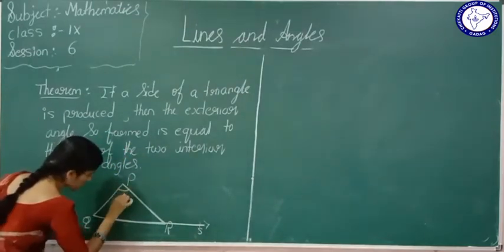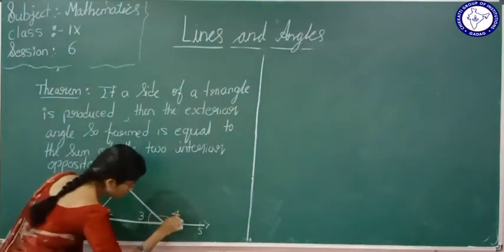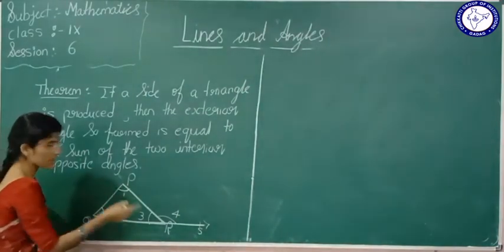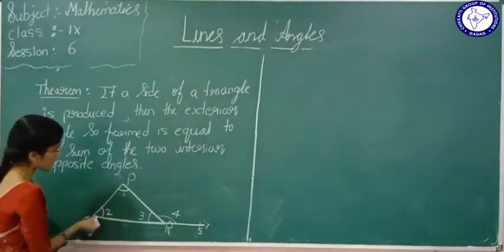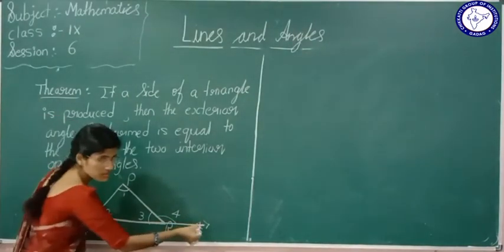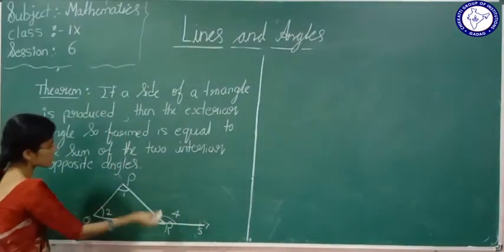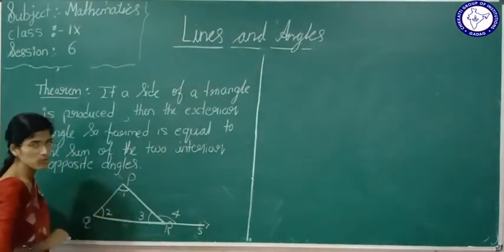We will give names here. This is angle 1, angle 2, angle 3 and angle 4. They have given here PQR is one triangle. If a side of a triangle is produced, then this exterior angle is equal to the sum of the interior opposite angles.